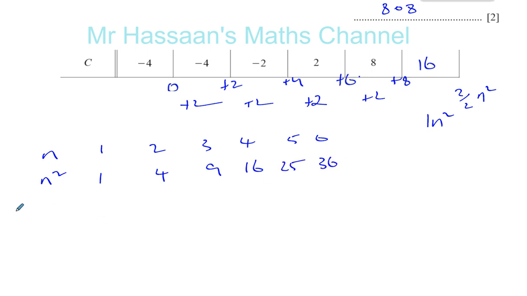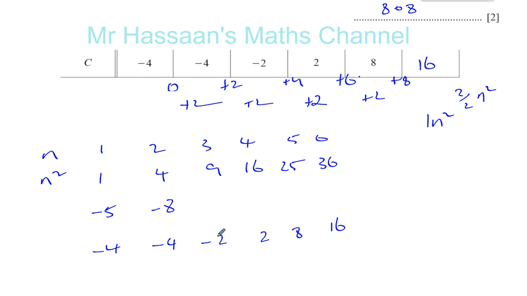Then I'm going to leave a gap, and I'm going to write down the actual numbers that appear in the sequence, which are minus 4, minus 4, minus 2, 2, 8, and 16. And then I'm going to say to myself, how do I get from 1 to minus 4? Well, I've got to take away 5. How do I get from 4 to minus 4? Well, I've got to take away 8.